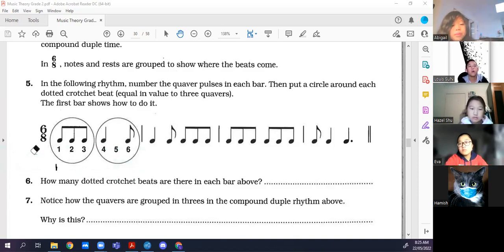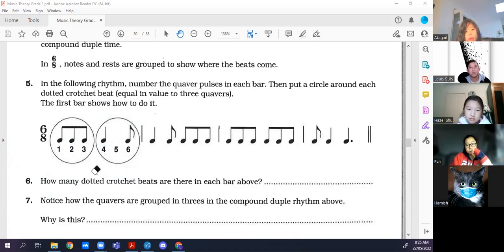So in 6/8, you remember that you don't put a crotchet over the 3rd and the 4th, nor the 6th and the 1st. You probably wouldn't think about doing that anyway. So yeah, you group in 6/8 in 3 quavers. 1, 2, 3.